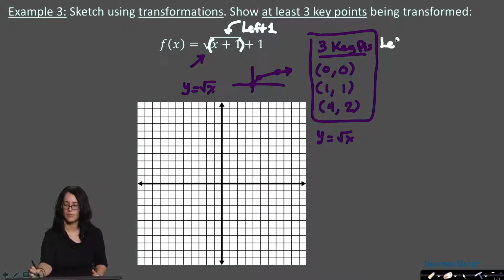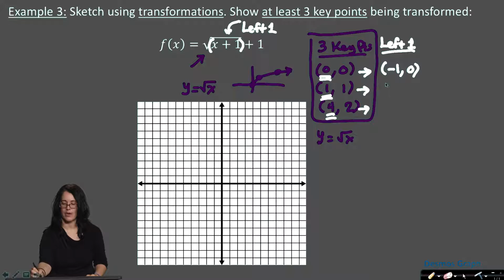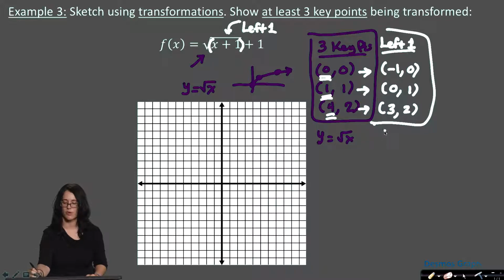So if I'm going left 1 unit, which values am I changing, x or y? Good, changing my x. So 0, 1, and 4 are now being subtracted, since it's going left 1 unit, by 1. So we'd have negative 1, 0. We would have 0, 1. And we would have 3, 2. So that's the result of the square root function being shifted to the left 1. So now we'd have something like this, right?